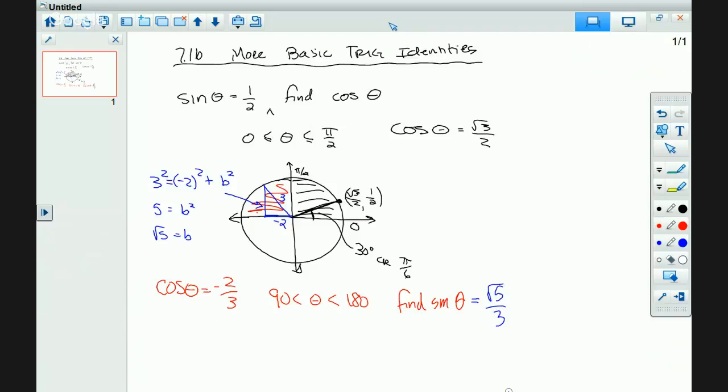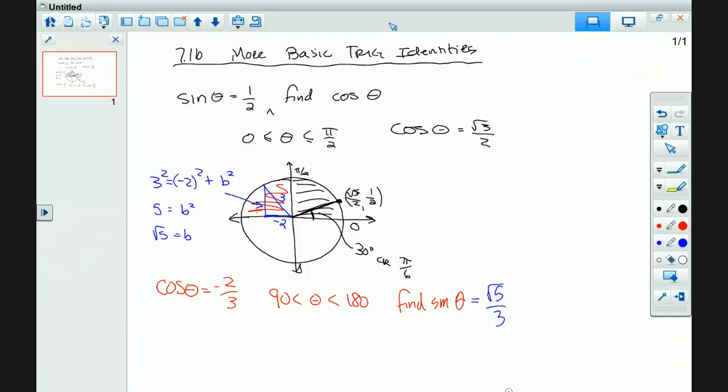Okay. So what I've done is introduce to you doing these in different quadrants. I think number 8 on your homework was 0 to 90. The rest of them were in different quadrants.